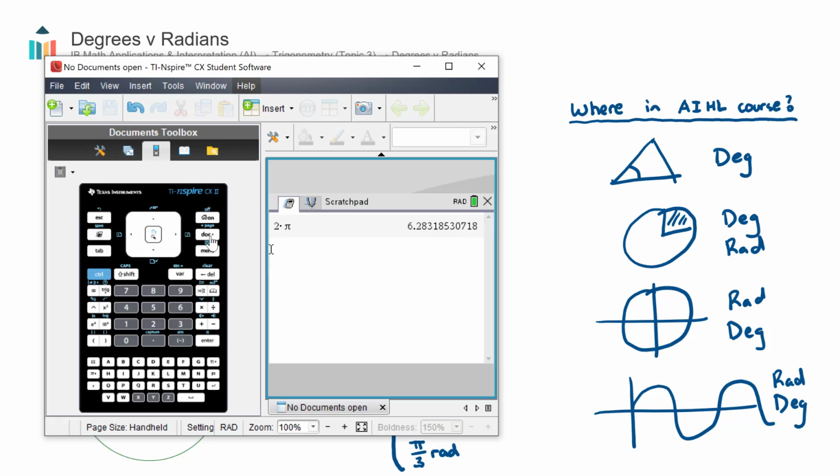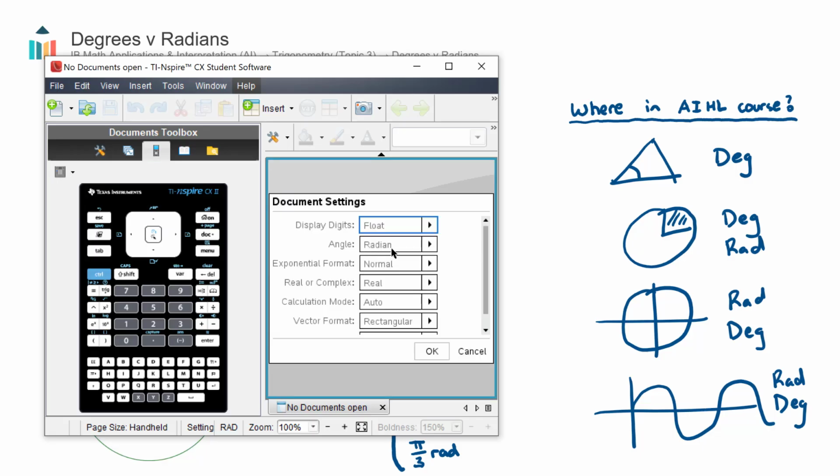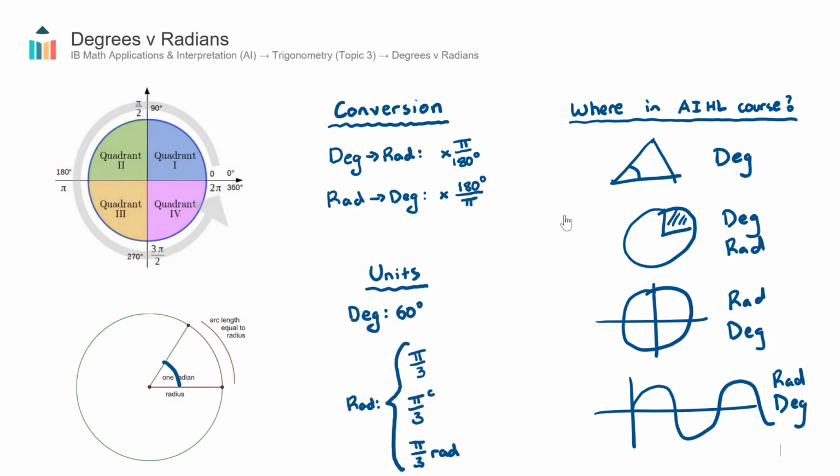So in this calculator here, you go Document, Settings and Status, Document Settings, and in angle, it's either radians, degrees, or you've got this third one here, which we never use, called gradians. So just be careful here. Very, very important that you have your calculator in the correct mode whenever you're doing a trigonometry question. Okay, that was a quick overview into the difference between degrees and radians.